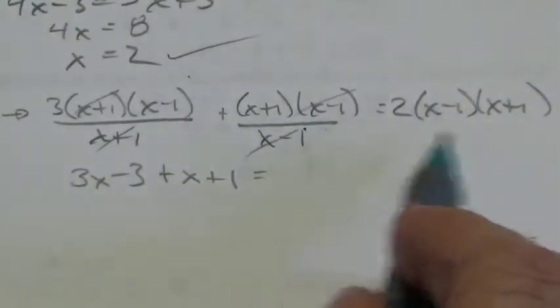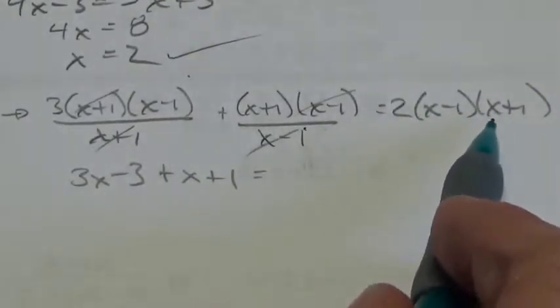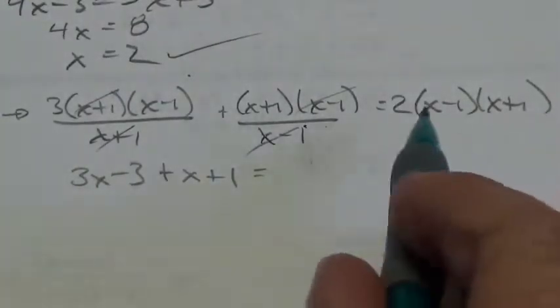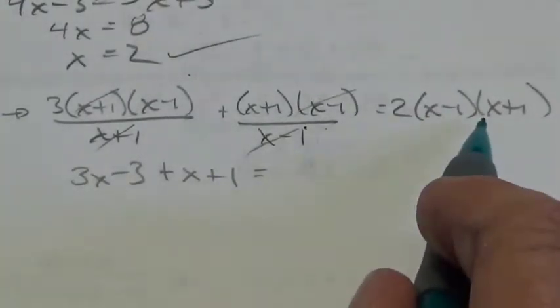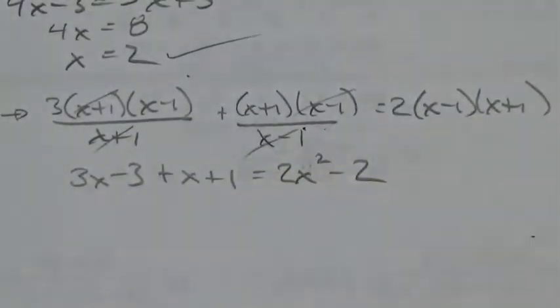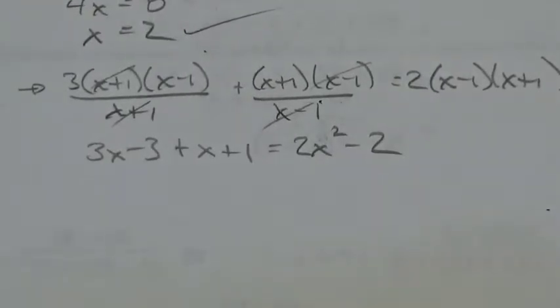Over on the right-hand side, this is a little bit more complicated, but I recognize that x minus 1 and x plus 1, that's a difference of squares. Those are binomial conjugates. So when I multiply those together, I'm going to get x squared minus 1. Multiplied by 2 is 2x squared minus 2. This one's quadratic, so I anticipate we're going to get 2 solutions here.